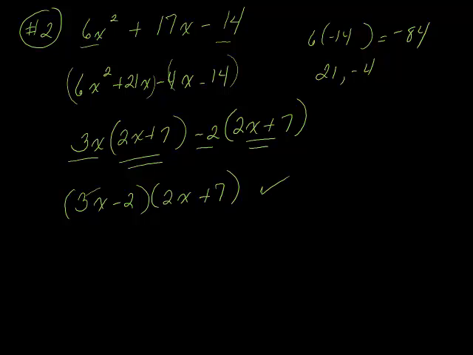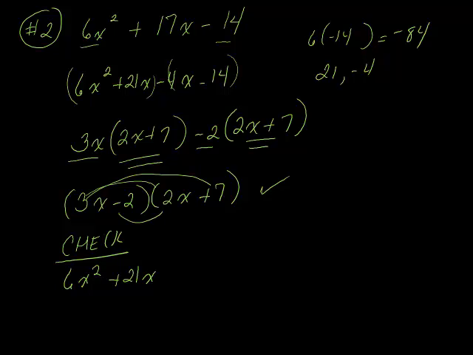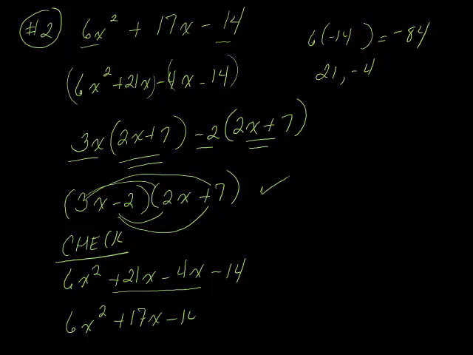And then again, to check it, we'll just use FOIL. So you're going to get 6x squared, and then plus 21x minus 4x minus 14. We're going to combine these like terms to get 6x squared plus 17x minus 14. So those are two examples on factoring by grouping.